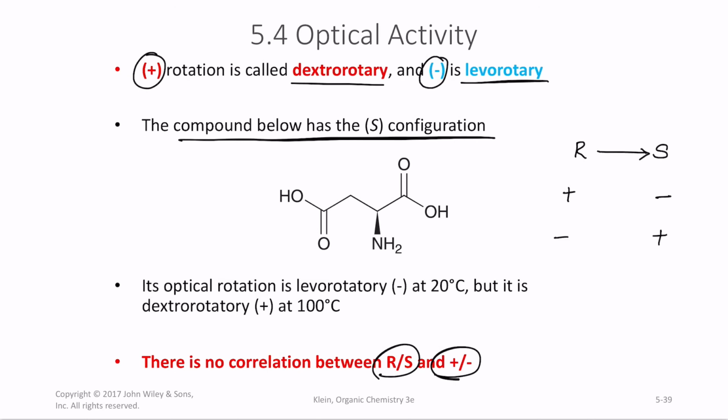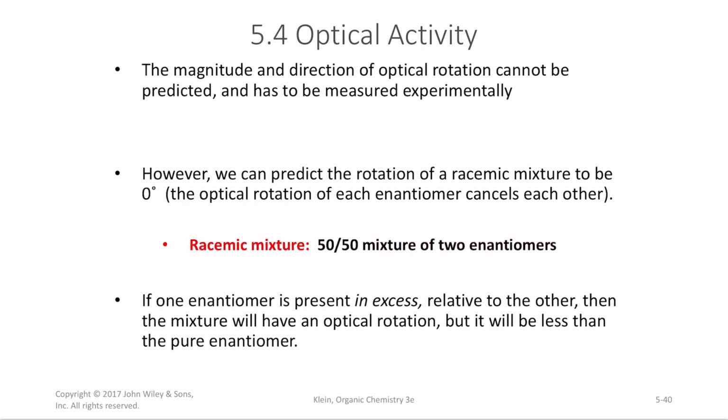But it doesn't mean that R and S and positive negative have any connection with each other. So if one is positive, the other becomes the opposite sign. So notice that this molecule, even though it has a levorotatory configuration, it is dextrorotatory at 100 degrees centigrade. So depending on the temperature as well, it can change.